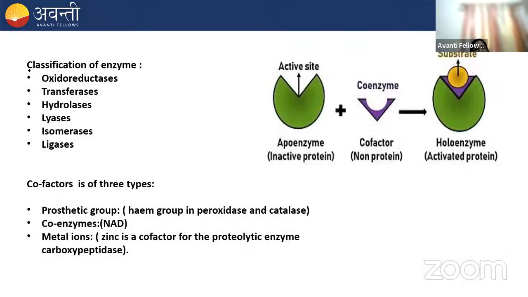Moving to next one is the classification of enzymes. Enzymes are classified as oxidoreductases, transferases, hydrolases, lyases, isomerases, and ligases. Oxidoreductases catalyze the oxidation-reduction reaction between two substrates. An example is peroxidase.